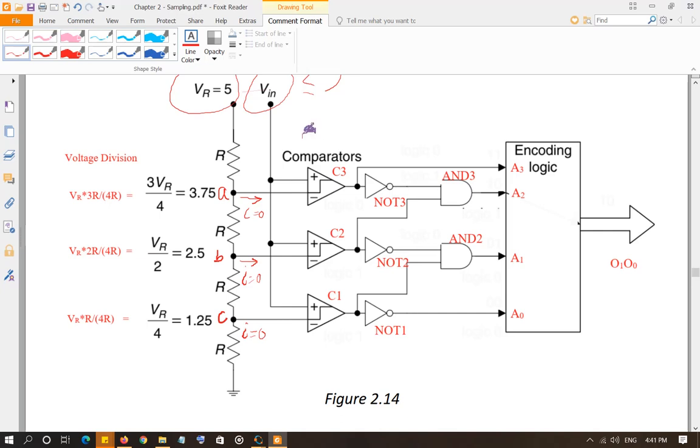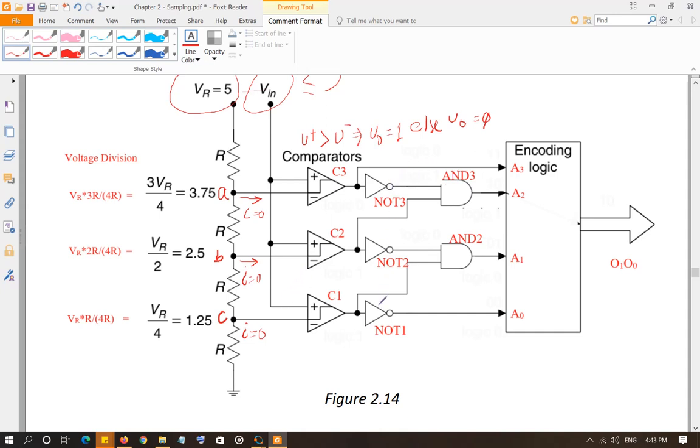So in general, if V positive input is greater than V negative, then the output of comparator is going to be 1. Otherwise, it is going to be 0. So that's how each comparator is working. Okay.